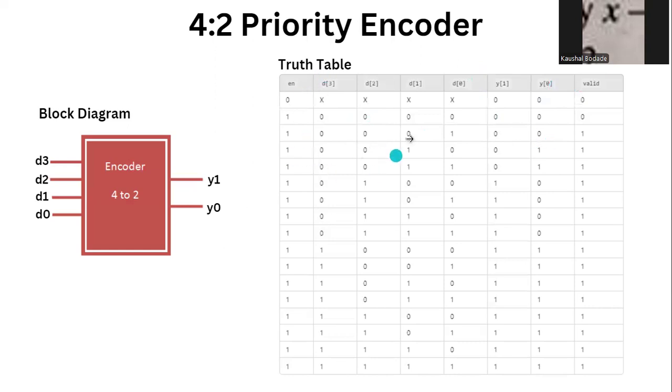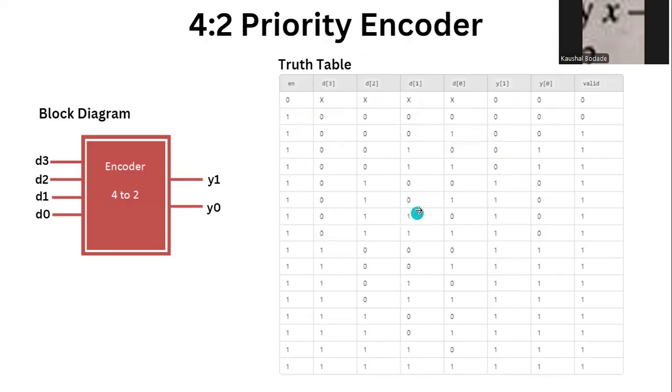If En is 1 and d1 is 1, then d0 can be anything, 1 or 0. Here are two cases, 0 and 1, and d2 is 0, d3 is 0. In this case, if d1 is 1 and the higher priority inputs are 0, the output will be 0 and 1, meaning y0 has 1 in its output. And as d2 has 1 in its input, it has higher priority than d1.